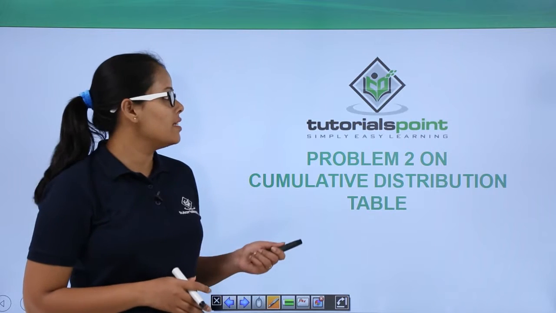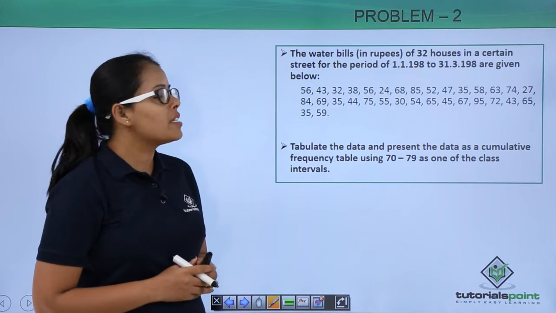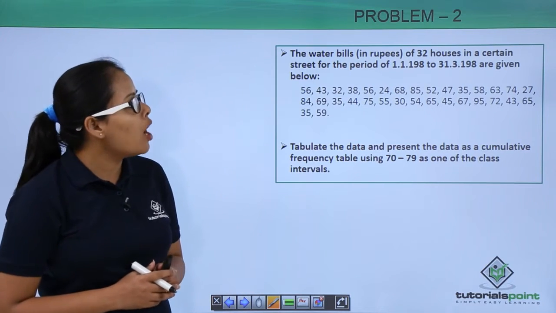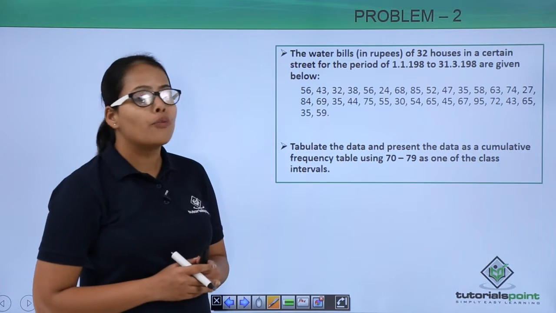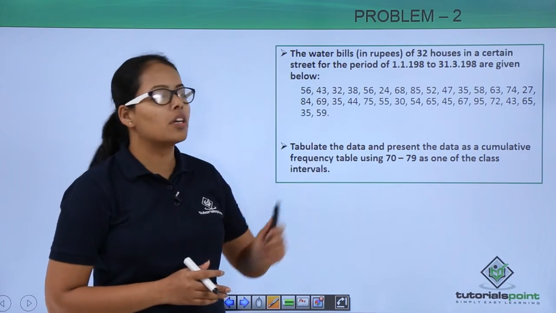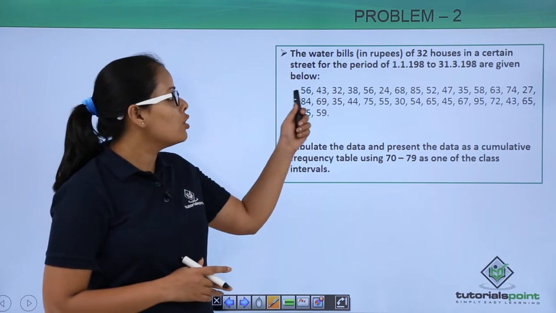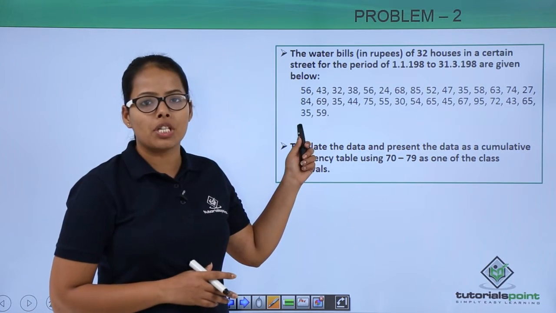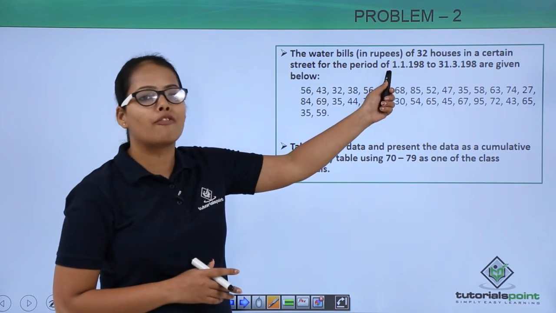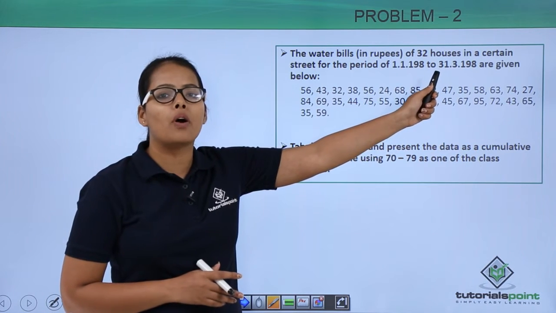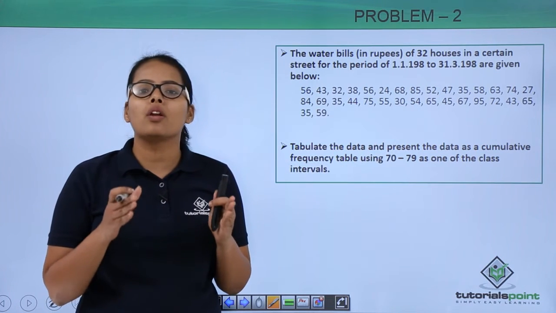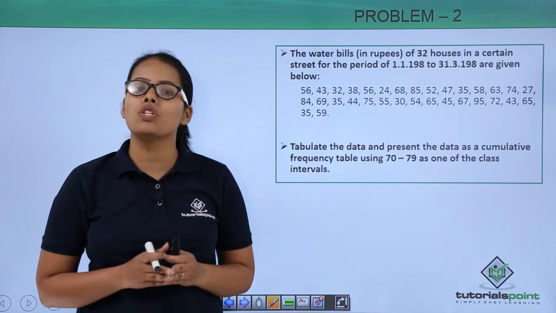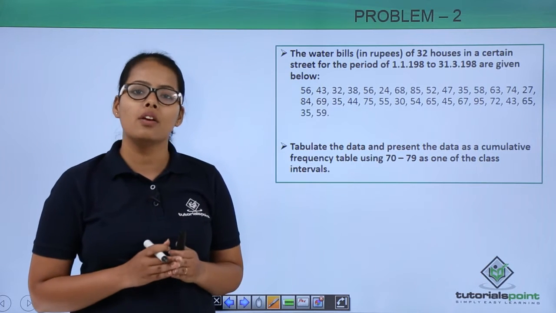This problem says the water bills in rupees of 32 houses in a certain street for the period of a certain date to certain date are given below. So these are the 31 observations. You can see here this date starts from 1 and ends at 31, which means in this period there are going to be 31 observations which represent the water bills in rupees.